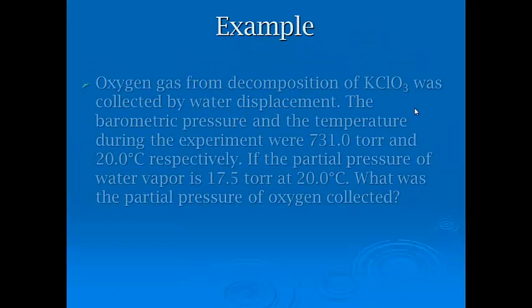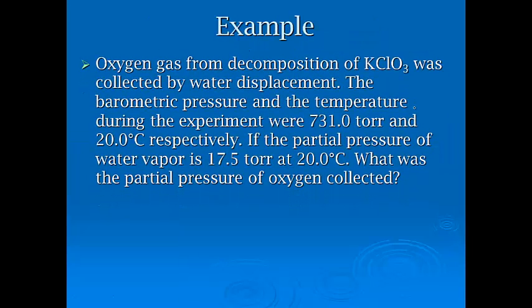All right, so for example, oxygen gas from the decomposition of potassium chlorate was collected by water displacement, exactly like you just saw. The barometric pressure and the temperature during the experiment were 731.0 torr for the total pressure, and the temperature was 20.0 degrees Celsius. The partial pressure of water vapor is 17.5 torr at 20 degrees Celsius. That's what's important. I'm sorry, this should say pressure total, not capital T.